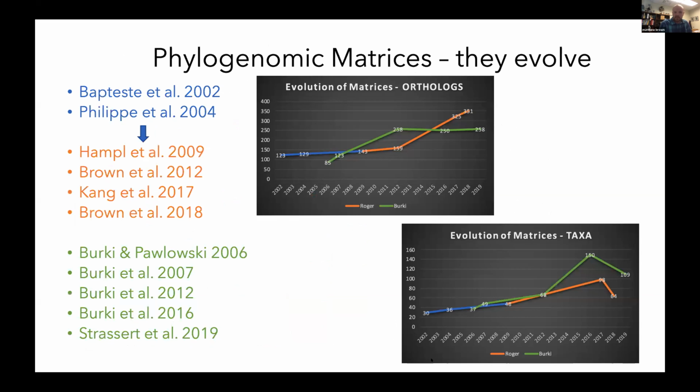So phylogenomic matrices have evolved. The real major phylogenomic matrices, at least in protistology, are the history of Eric Baptiste and Hervé Philippe's data set, which later morphed into Vladya's, as well as mine and my lab's phylogenomic matrix. There's another data set that was developed by Fabian Berkey and Jan Pawlowski's lab.